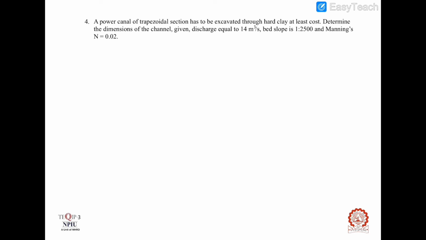Look at this problem. In this question, we have to design the trapezoidal section such that it costs least, at minimum cost. Observe here the side slope of the channel is not given, only bed slope is given. Side slope of the trapezoidal section is not given, and we have to design this channel for minimum cost, means for most economical condition.